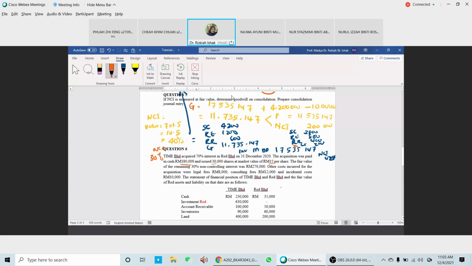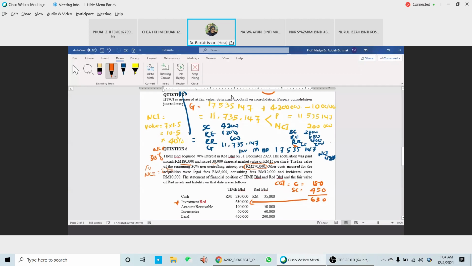So your consideration in cash is 180, and the share capital is 30 times 15, which is 450. Altogether you have 630, same as this one, so if you don't want to calculate, you just use this figure. The fair value of the remaining 30% NCI was 270. So this is NCI at fair value, 270.